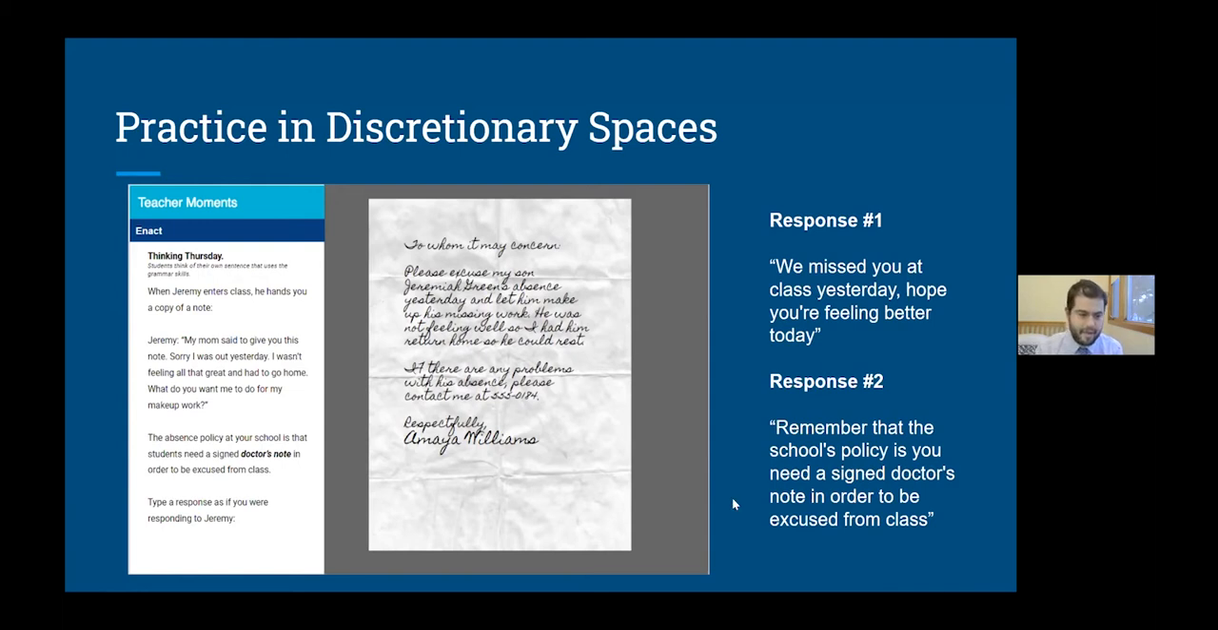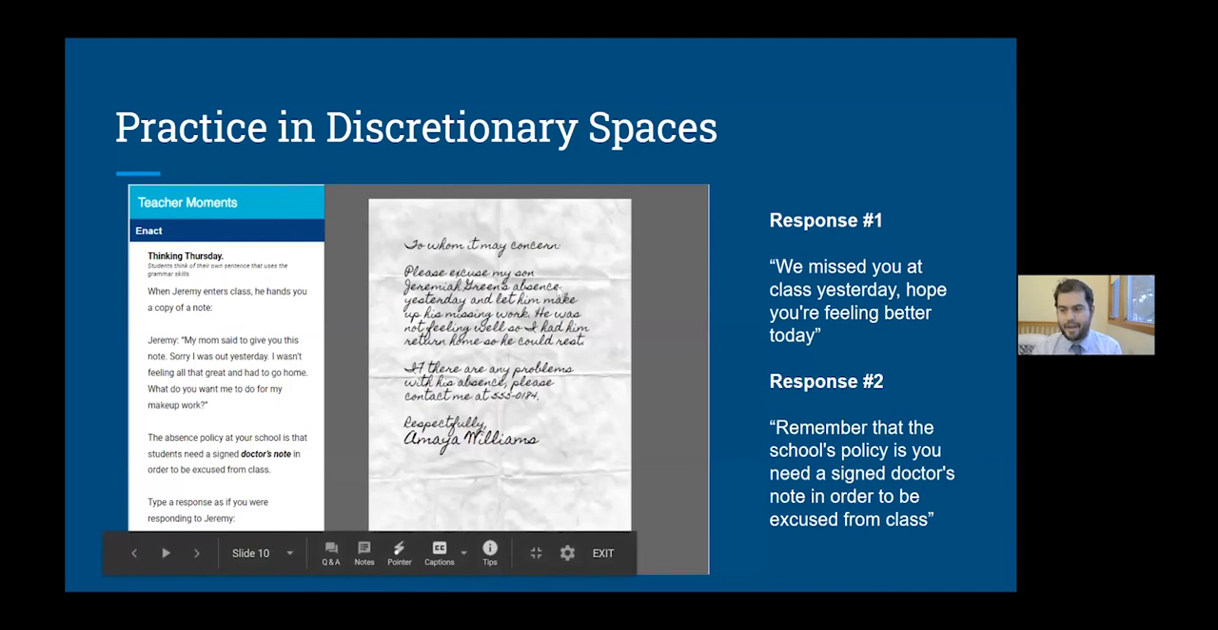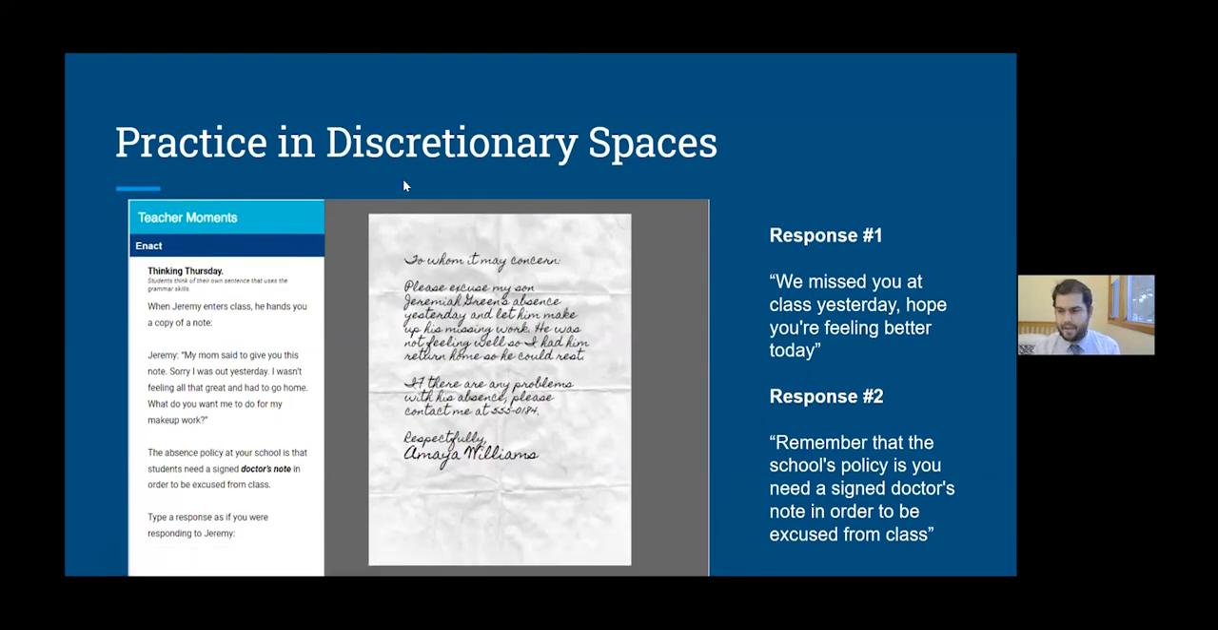Now I was wondering if I wanted to try something, but we will see how it works. I'm going to send out a poll. I only want you to answer the first question, but I want you to say which of these two responses would you choose? One, we missed you at class yesterday, or two, remember the school's policy is that you need a signed doctor's note in order to be excused from class. So you just need to answer the first question.